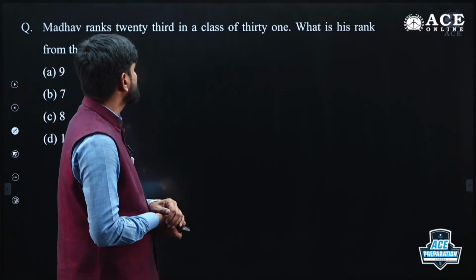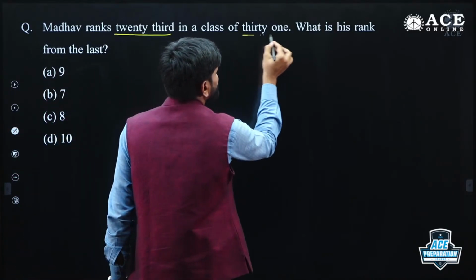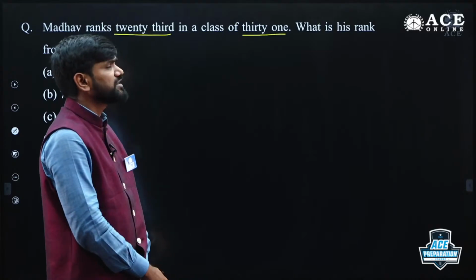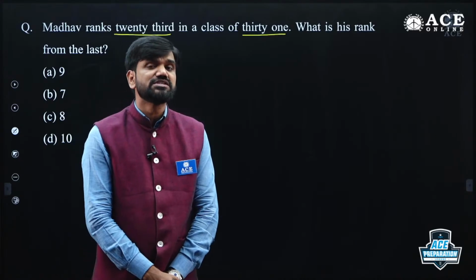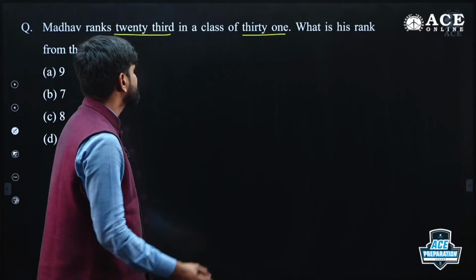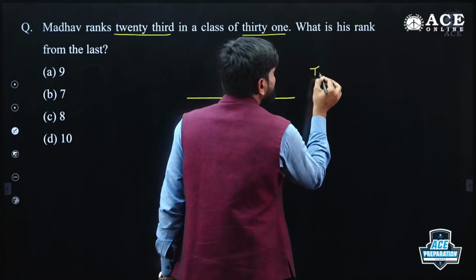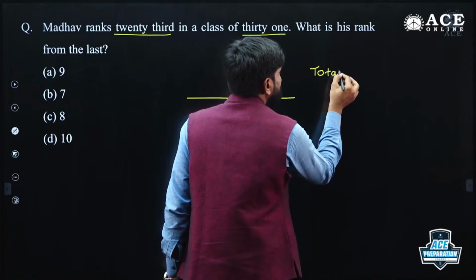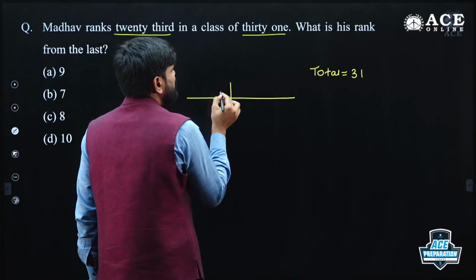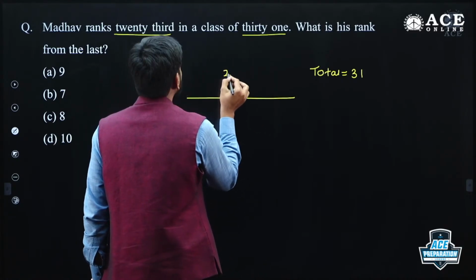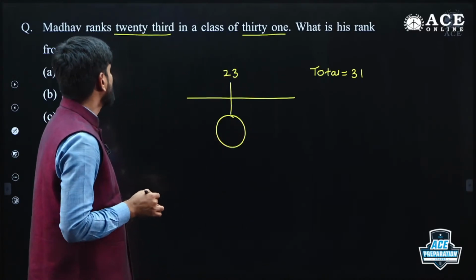Madhav ranks 23rd in a class of 31. What is his rank from the last? So, out of 31 people in the class, a particular person is ranked 23rd from the top. Total number of people is mentioned as 31. The rank of Madhav is 23rd out of 31. What is his rank from the last?